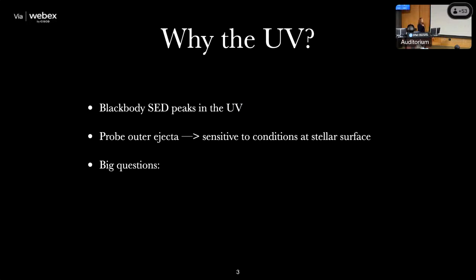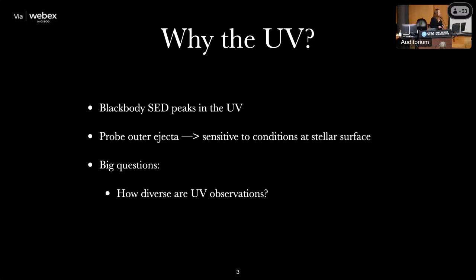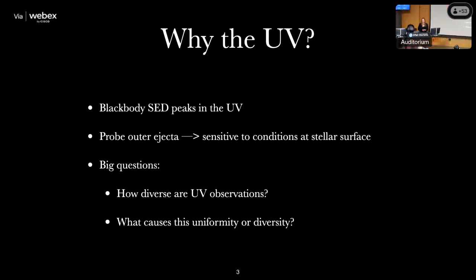And because this field is so, I'm not going to say young because we've been observing supernova in the UV for 30, 40 years, but we don't have that many spectra. And so it means that the questions we're asking are how diverse are the UV observations of a given type? Do they all look the same? Do they look different? Are there clumps in them? And then what is the meaning, kind of the physical cause of this uniformity or the diversity that we see?